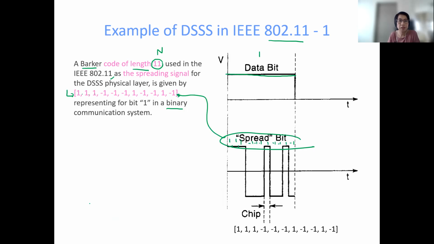But if it is bit 0, it should be a negative value of voltage, right? So you multiply by minus 1 with this code. From a positive value, it becomes a negative value, right? So it's just the reverse of the sign. If this is 0, you can multiply minus 1 to this, and then it will be the reverse of this one.